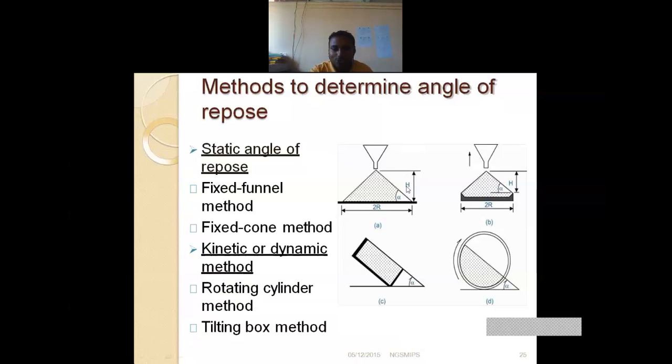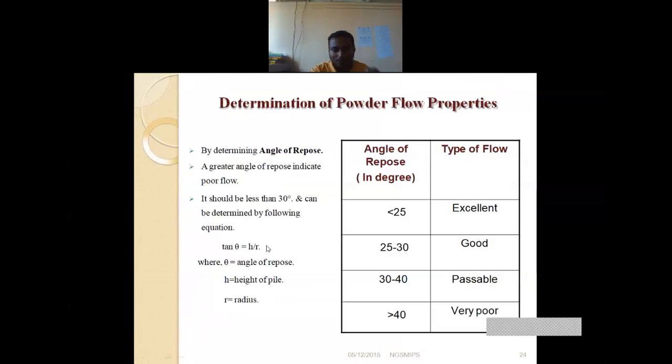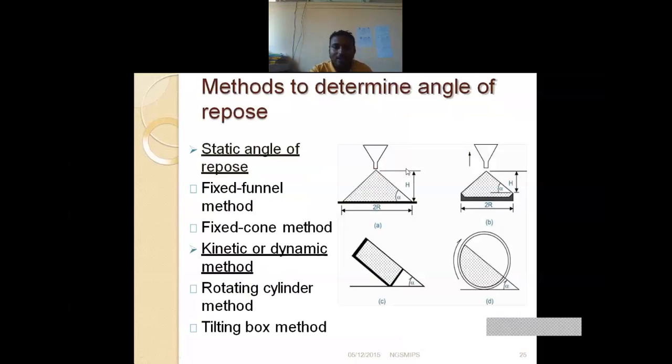The hypotenuse means the height of the pile. You can measure it with the help of a scale, the hypotenuse and the radius of that particular surface. With the following formula, tan theta is equal to h by r, you can calculate the angle of repose. So if the angle of repose is less than 30, then we can accept it as good properties of the granules. If the angle of repose is more than 30, then it is not accepted. Have you understood this one?